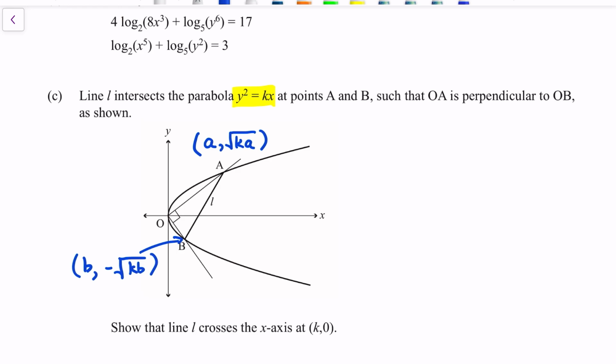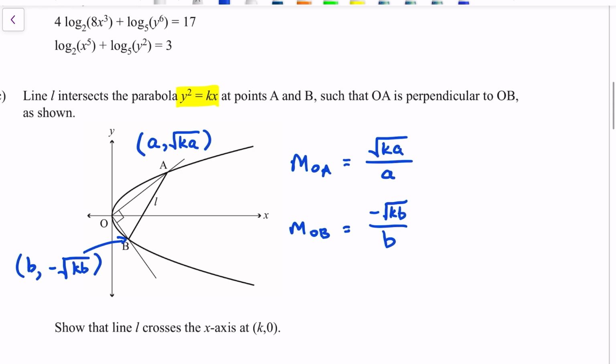The slope of OA is equal to rise over run. It's pretty easy when it's coming from the origin. It's just the y value, root Ka, divided by the x value. The slope of OB, be careful with this. The run is B, goes across B. The rise is negative square root KB because we need to have a negative gradient. It's a line that's going downwards.